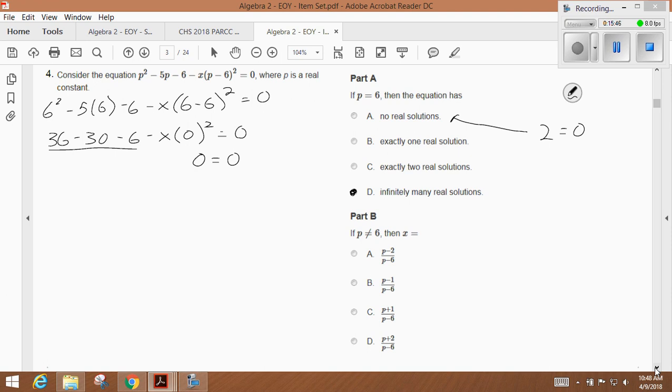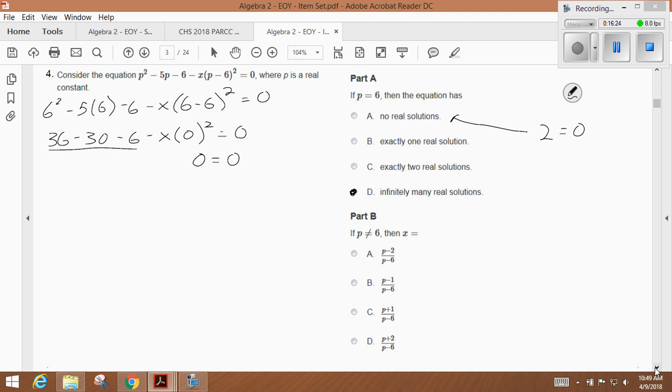What's your solution then? You don't only have one solution because 0 equals 0. If you get x equals 0, there's one solution. But if your x's go away and you have a true statement, it's infinitely many solutions. If your x's go away and you get an untrue statement, then there will be no solutions. All right.